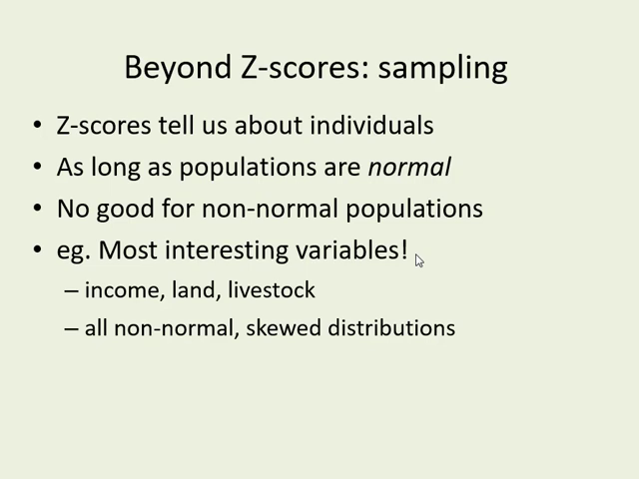Things like income, land, livestock, trade patterns, all this sort of thing. Often really non-normal, skewed distribution, heavily positively skewed, sometimes negatively skewed. In those cases, the z-score for individuals is pretty hopeless.